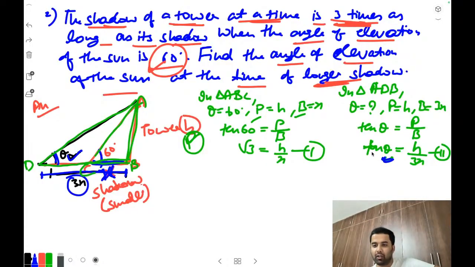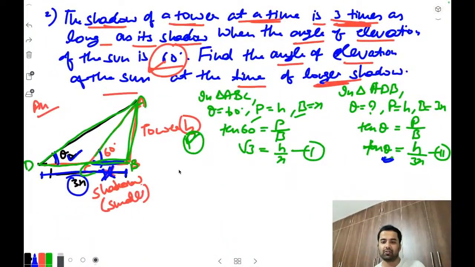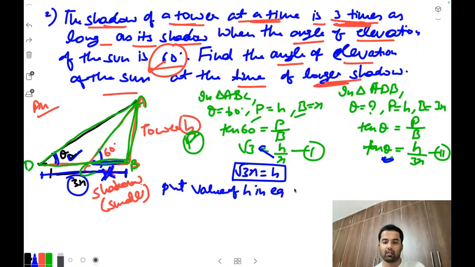70% is done. Now what are you going to do here? How to get the value of theta? Anyone? Let me check. No one yet. Okay, fine, no issues. So what we're going to do here, just cross multiply. The h value we will get from this one: h is root 3 into x. So what we're going to do is put the value of h in equation 2.